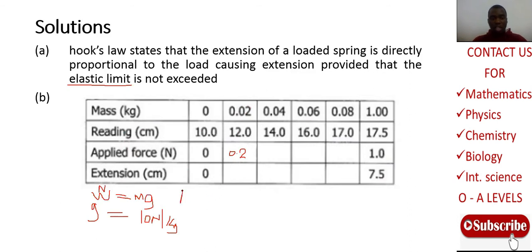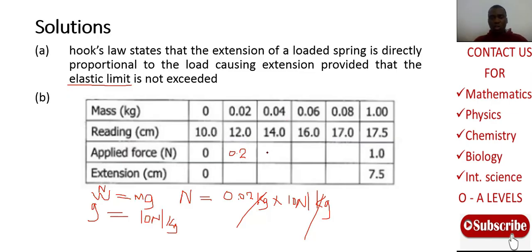So we are going to say the Newton here will simply be equal to 0.02 kgs multiplied by 10 Newton per kg, so that the kgs cancel and you only remain with the Newton. Then when you multiply 0.02 by 10, you just move one decimal place, which gives you that one. So you do the rest in a similar way.